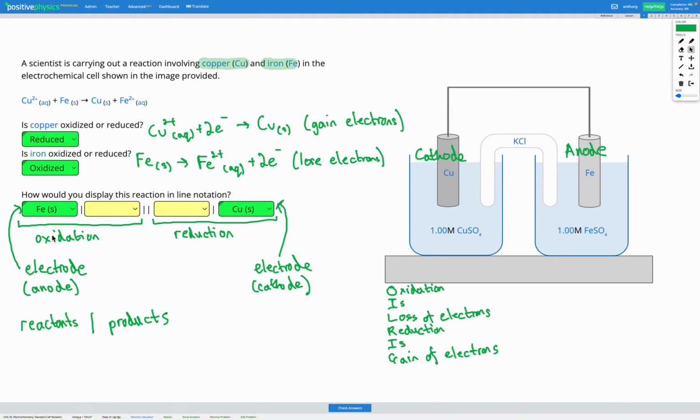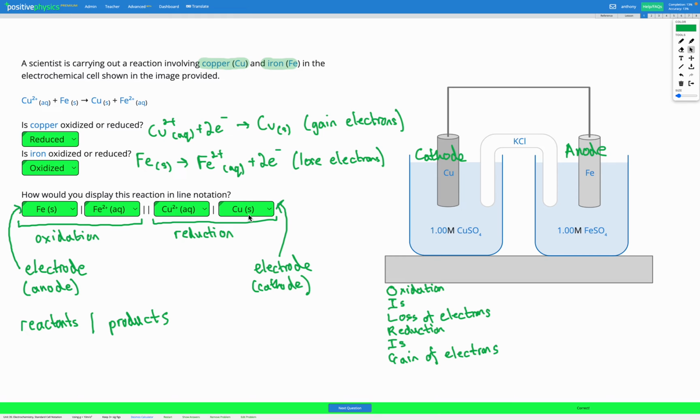So we know that iron is the left-hand part of our line notation. This is called a half cell, the part that has iron in it. And then the right-hand part of our line notation, this half cell, is the one with copper in it. And then within the half cell, we should show reactants and then products. So for iron, our reactants were just iron, and our product was iron 2+. So that's going to be here. And then in this half cell, we start with our reactants on the left, which is copper 2+, and we end up with our product, which is copper solid on the right.